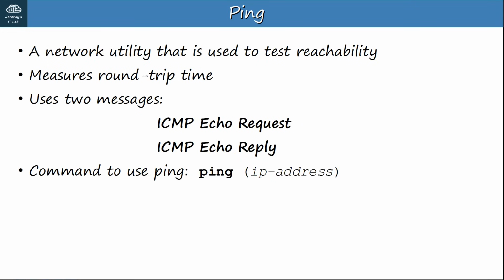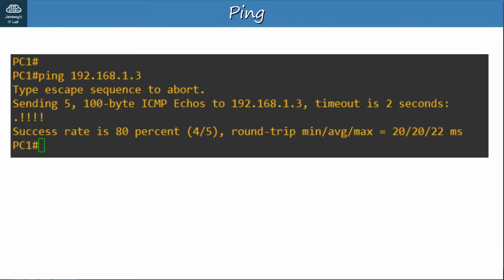The command to use ping is ping, followed by the IP address you want to ping to. For example, 192.168.1.3 for PC3 in our network. Let's take a look at the ping process.